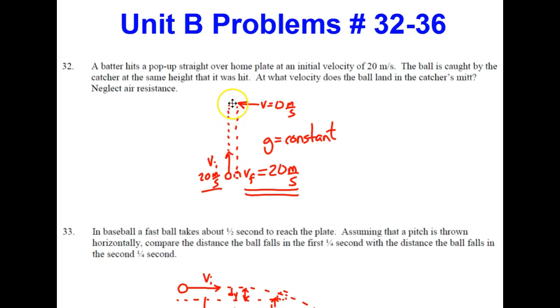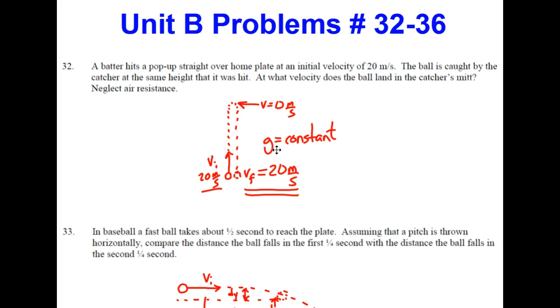and it goes straight up, then at the peak of flight, where it changes direction, it will have to stop, and therefore its velocity will become 0 meters per second. Then it will come straight back down. In the meantime, the acceleration due to gravity has remained constant because the force due to gravity is constant on the ball.